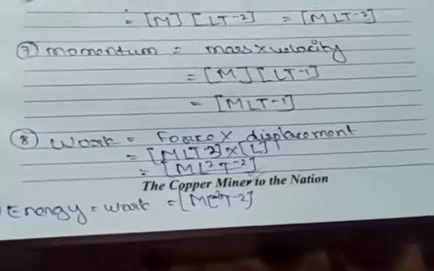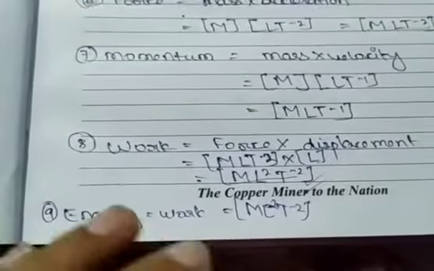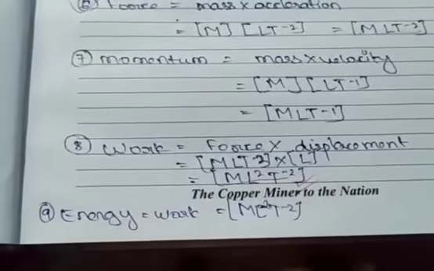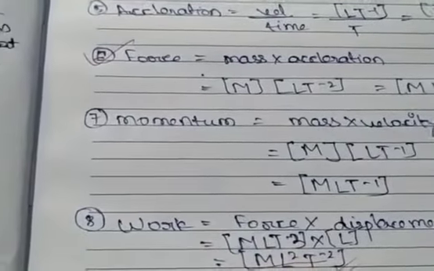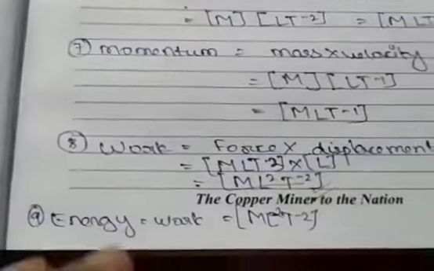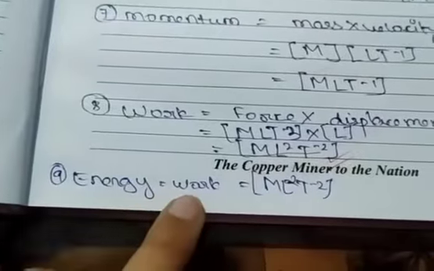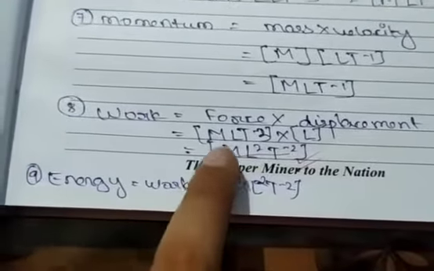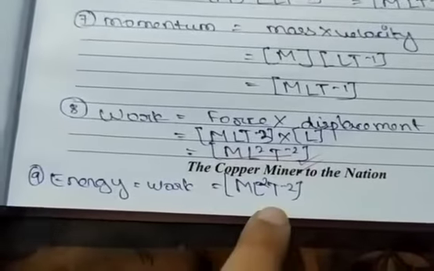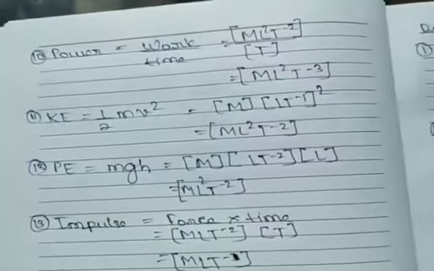Now work is equal to force into displacement. Now if I talk about energy, why is work important? Because the work done is due to energy. So both are the same thing. We have studied this in class 9th also. Work and energy are the same thing. So here we see that energy's dimension is also work's dimension. So energy is m L square t minus 2. It is very important.